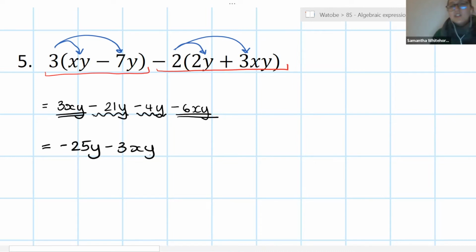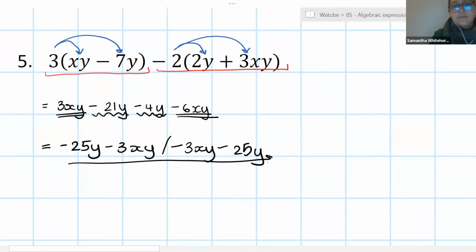Okay, guys, so we've got -25y minus 3xy. Now, if you've written that slightly differently, so if you said -3xy minus 25y, that is absolutely fine. Both are perfectly valid. Both represent the same answer. So if you've put your terms in the other order, that's absolutely fine. Don't stress about that. Right, well done.